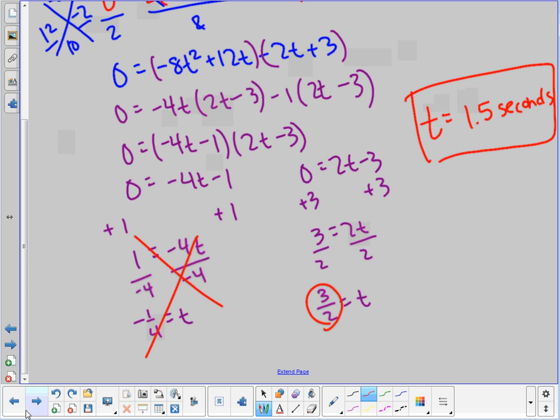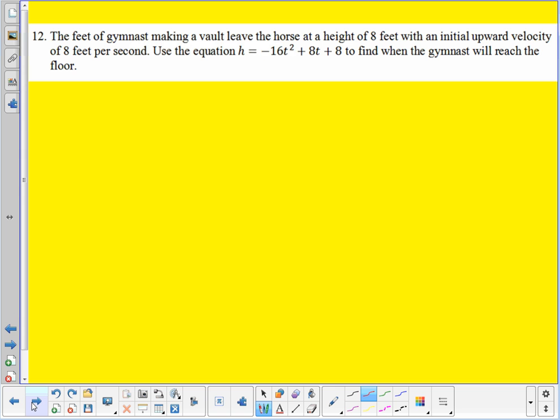All right, last question. In number 12, it says the feet of gymnasts making a vault leave the horse at a height of 8 feet with an initial upward velocity of 8 feet per second. Use the equation h equals negative 16t squared plus 8t plus 8 to find when the gymnast will reach the floor. This negative 16, by the way, has to do with gravity. That's why we've seen it in a lot of these questions.